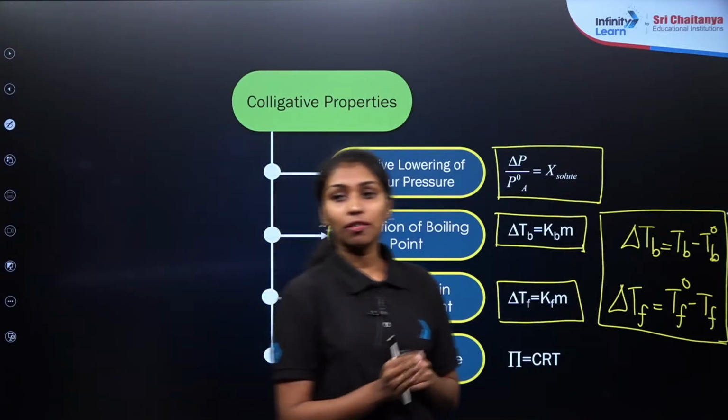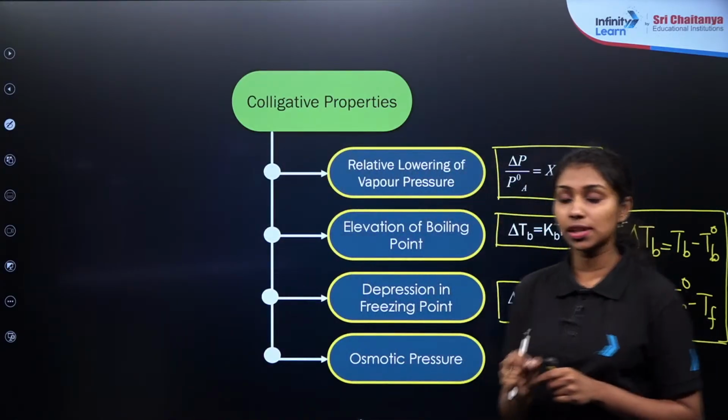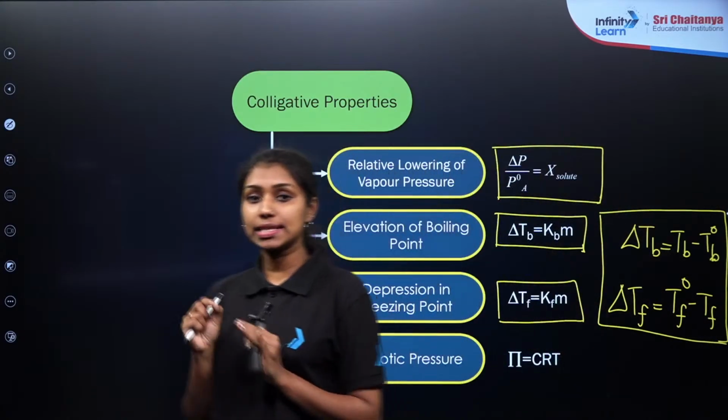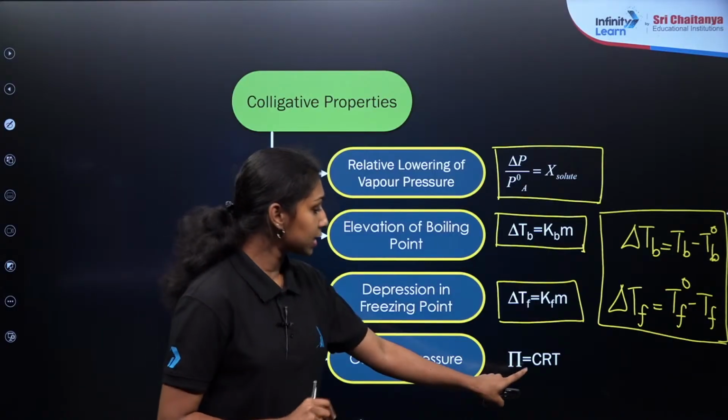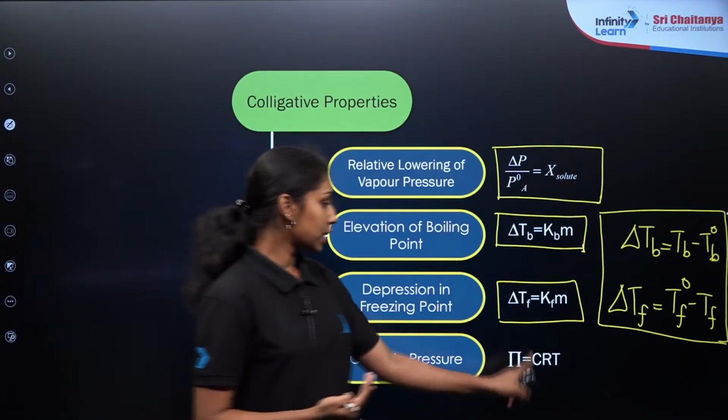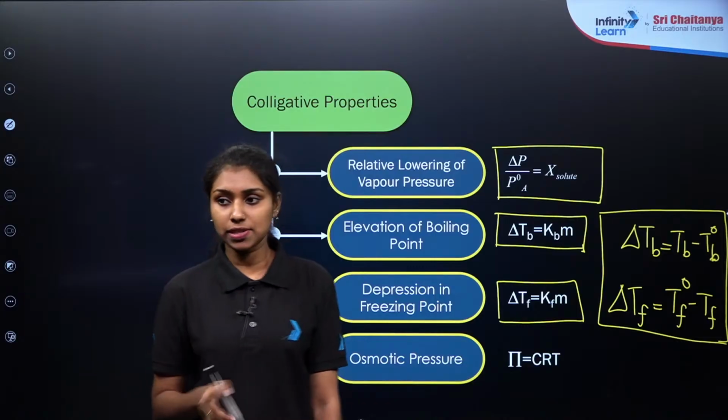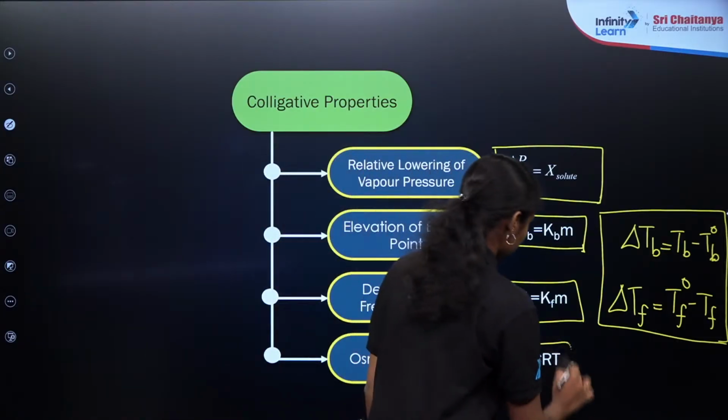Then the last one, our osmotic pressure, right? Osmotic pressure represented by letter pi, that is equal to CRT, where C is the concentration. Generally it will be in molarity terms. R is the universal gas constant, T is the temperature in Kelvin. I hope it is clear.